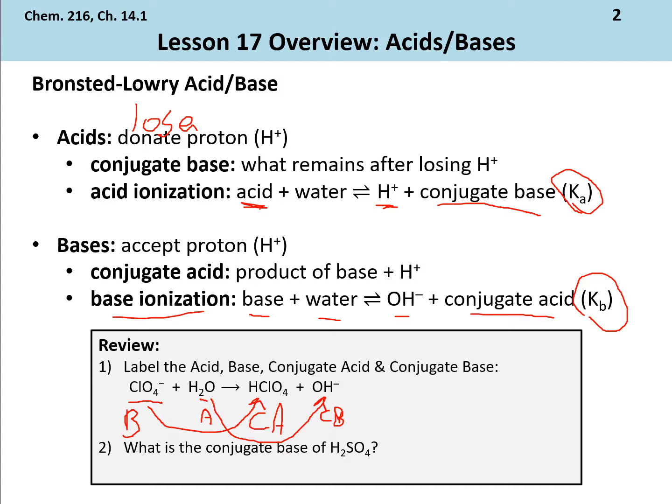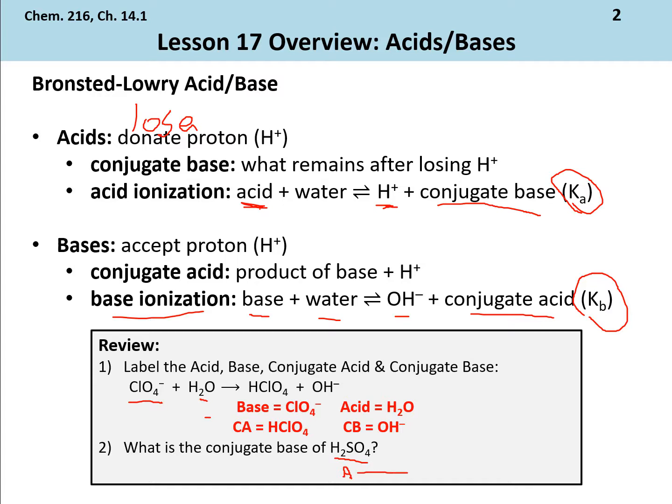In the second problem, we're asked what is the conjugate base of H2SO4. If we think about H2SO4, we want to know its conjugate base. So that means that H2SO4 must be an acid. Acids produce base, base produce acid. So it's going to react and form a conjugate base. Always remember, what do acids do? Acids lose a proton. So if it starts off as H2SO4 and it loses a hydrogen, that means it's HSO4.